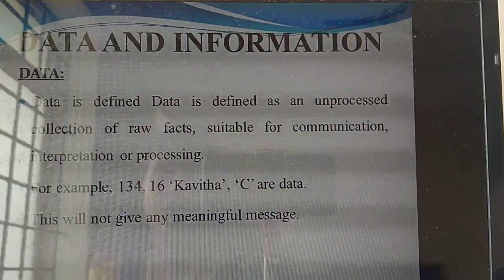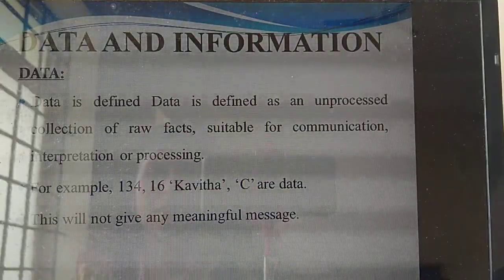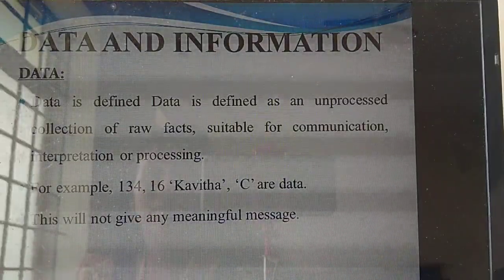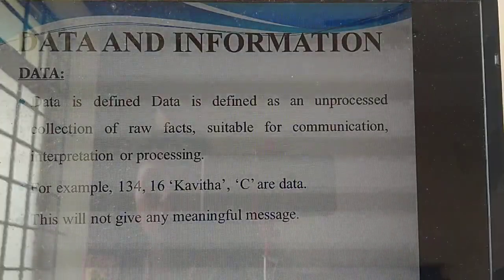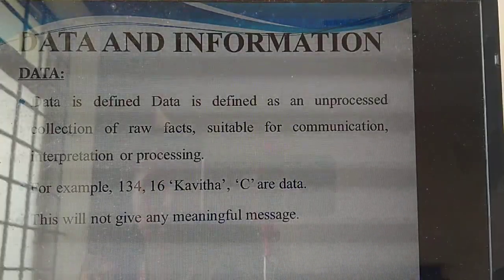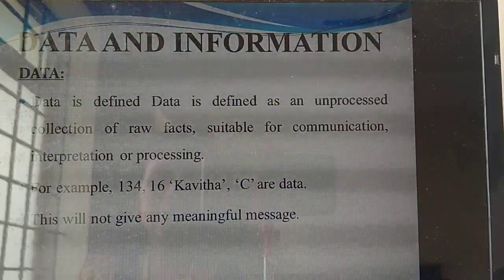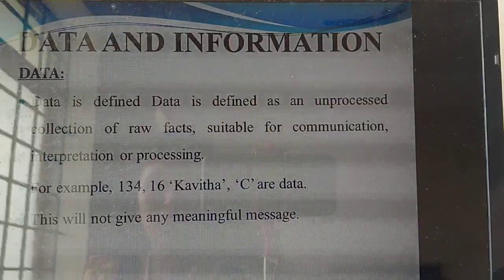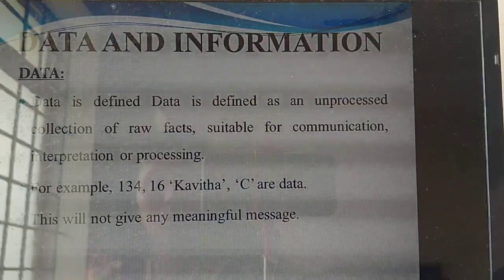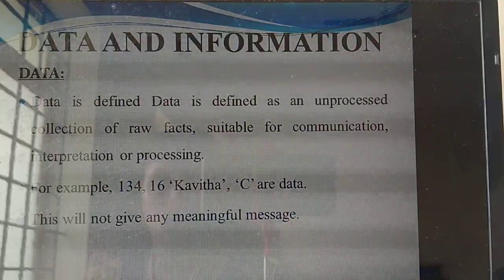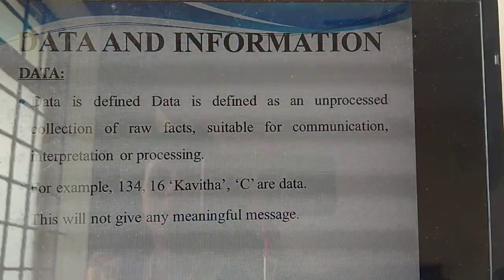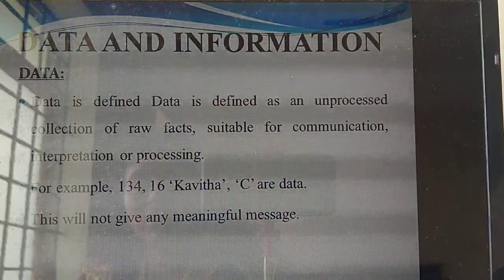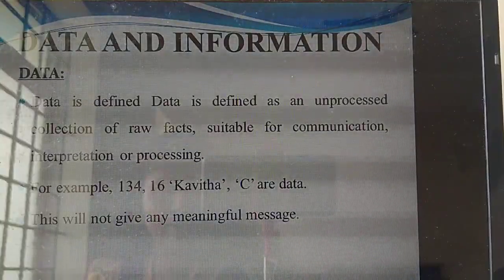See the example, then only you will understand. In the example I have simply given a number 134, 16, Kavita. Are all these things related? Think and say whether they are related to one another. No. For example, you have an ID card. What is present inside the ID card? Your address, age, date of birth, blood group. Those things are related to one another, as they relate to you. But in this example, are these things related? No. That is called an unprocessed collection of raw facts. Understand now what unprocessed means?